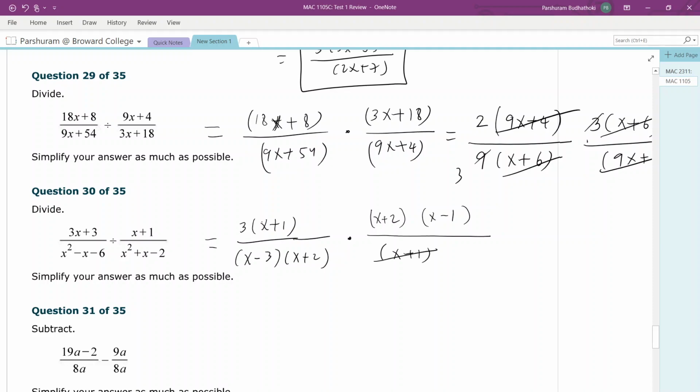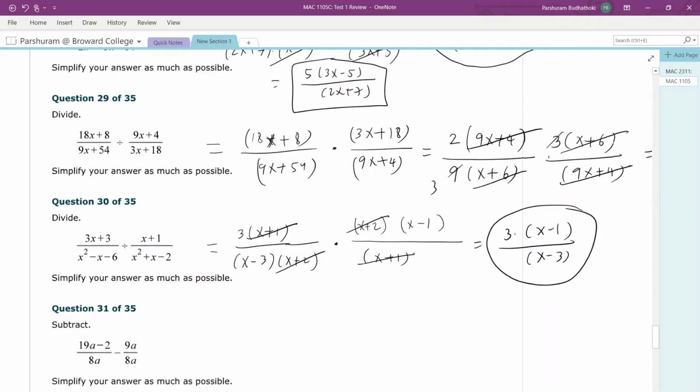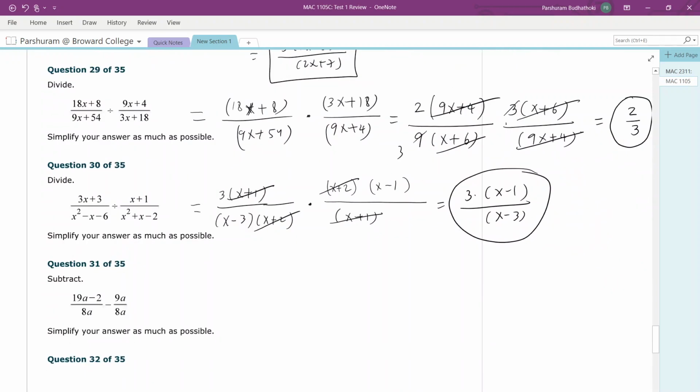So now we're going to cancel the common factors from the top and bottom. And then the leftover would be 3 times x minus 1 over x minus 3. So that's the most simplified form.